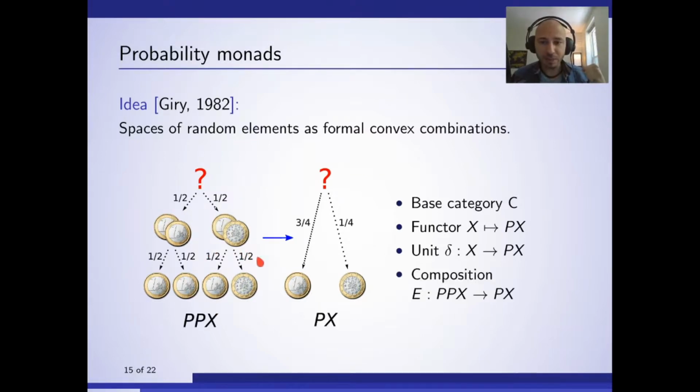This was actually an element of PPX. We have a law on the random variables as well, like a law on the laws. And by kind of averaging out, we get a normal random variable, okay? That's the multiplication. So this kind of averaging, again, formal averaging, that's the multiplication, okay?